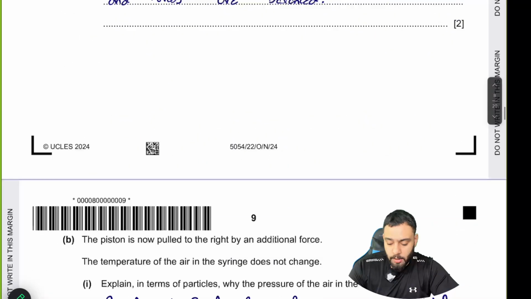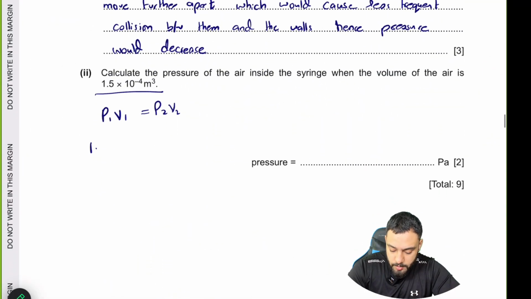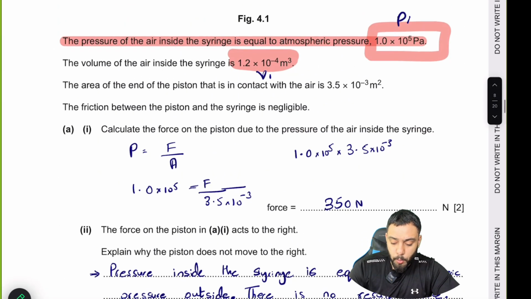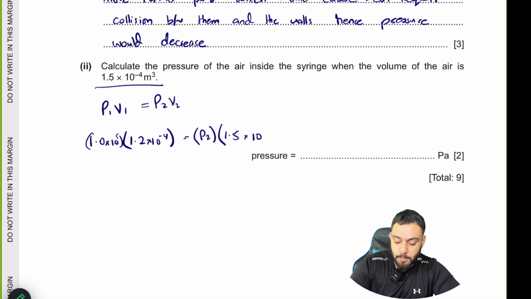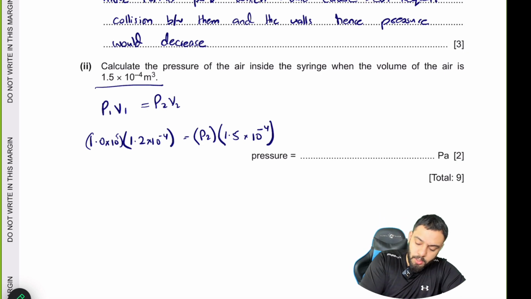So 1 times 10 to the power of 5 multiplied by 1.2 times 10 to the power of negative 4 equal to P2, which is going to be unknown. We don't know the P2 and we know the V2. That's 1.5 times 10 to the power of negative 4. So any known pressure and volume would give the same value as another known pressure and volume. That's Boyle's law. It states that pressure and volume are inversely related, keeping other physical conditions like temperature constant. So always remember that it's only applicable when the temperature is kept constant.